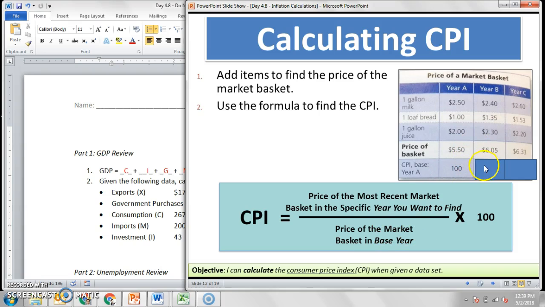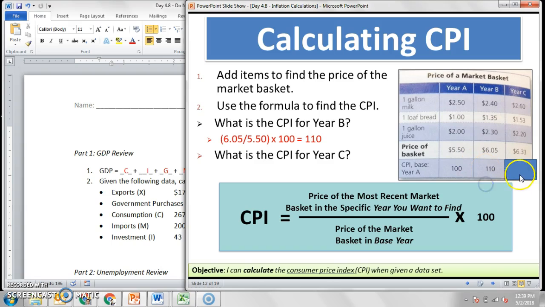So to find the CPI for year B, we're going to take 605 divided by 550 times 100, and we're going to get 110. To find the CPI for year C, we're going to take 633 divided by our base times 100, and we're going to get 115. So now that we have the CPI, we can then calculate inflation. And if we just take a look at this, we see that the price has gone up each year. The basket has gone up from 550 to 605 to 633. Our CPI should also be increasing as well.